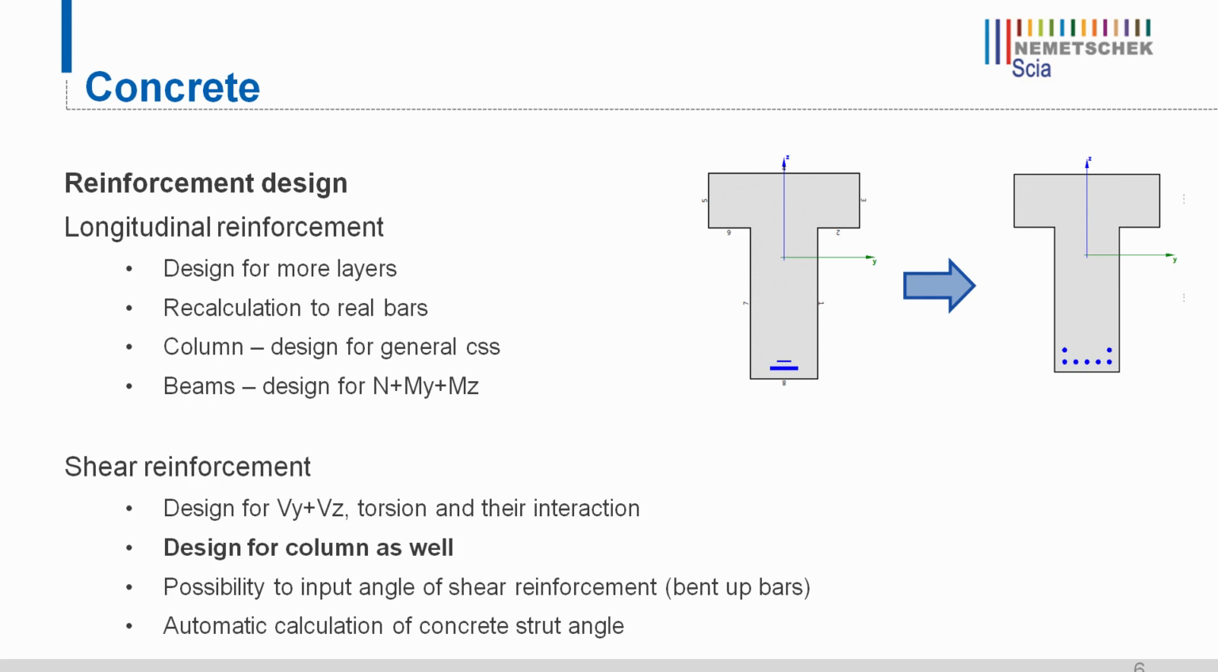To design the shear reinforcement, biaxial shear and torsion are now supported. For columns, in the past, the design was based only on detail provisions, but now it is able to design the statically required reinforcement with respect to the acting load, so biaxial shear, torsion and their direction. There is a possibility to input angle of shear reinforcement, and there is an automatic calculation of the angle of compressive strut to satisfy the condition of minimal amount of designed reinforcement.